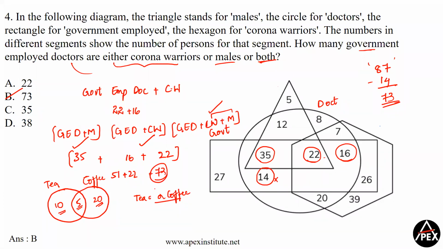Now if I ask you, how many of them are drinking tea and coffee? 5. Then you will have only 5 as the answer. Or if I ask you, how many of them are drinking only tea or only coffee? Then it will be 30.